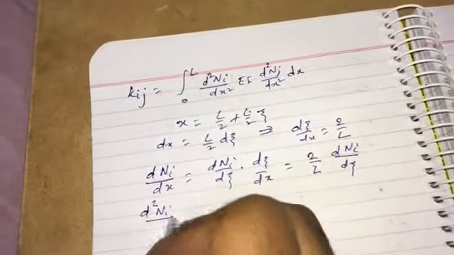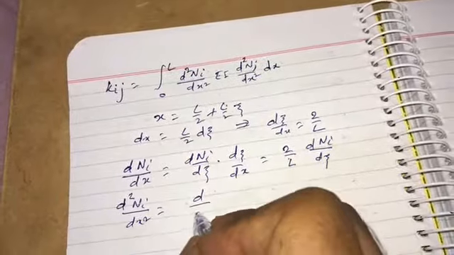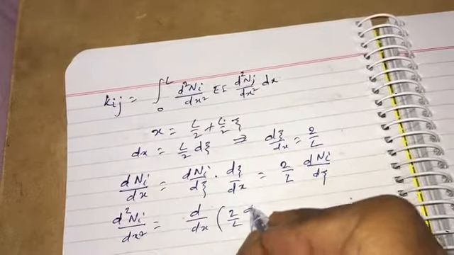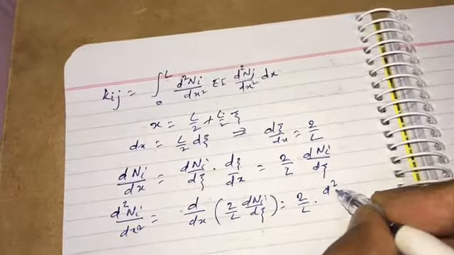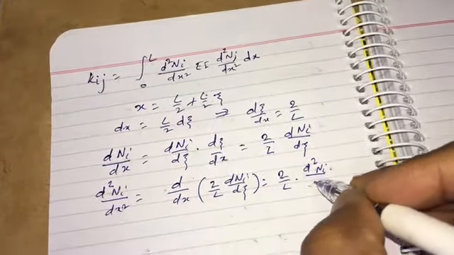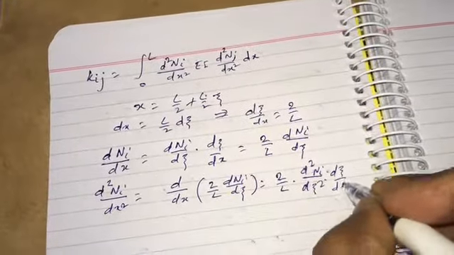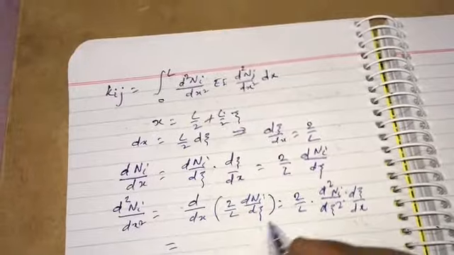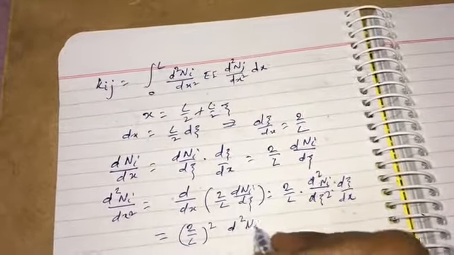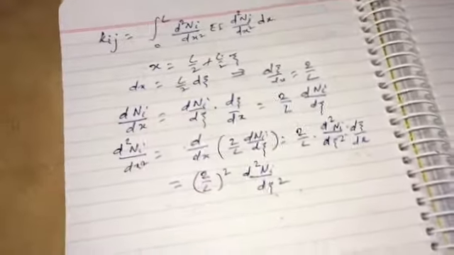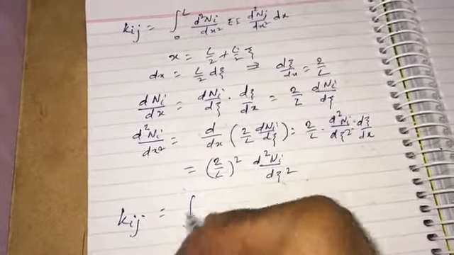Similarly, d square ni over dx square equal to now d over dx of 2 over L dni over d xi. That makes it 2 over L d square ni over d xi square, then d xi over dx, which is equal to, we will have 2 over L square of that and d square ni over d xi square.